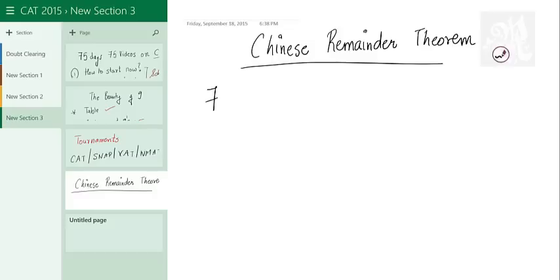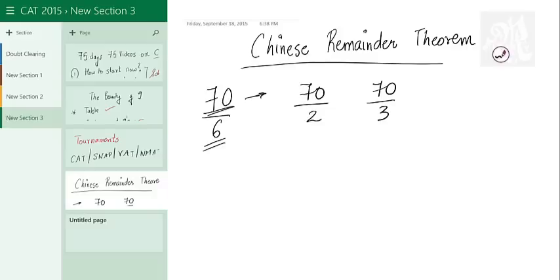First of all, starting with something like this, 70 by 6. Usually the trend in remainders is you can split the numerators but you can't split the denominators. Chinese remainder theorem says, however, you can split the denominator too, and then ultimately combine both these remainders and get the actual remainder. So let's try this with a small number, 70 by 6. All of us know that the remainder is 4 here, but still we'll find out using Chinese remainder.